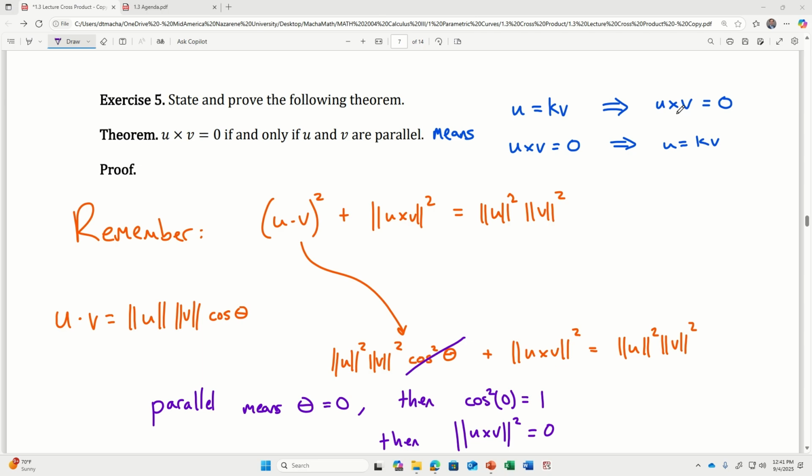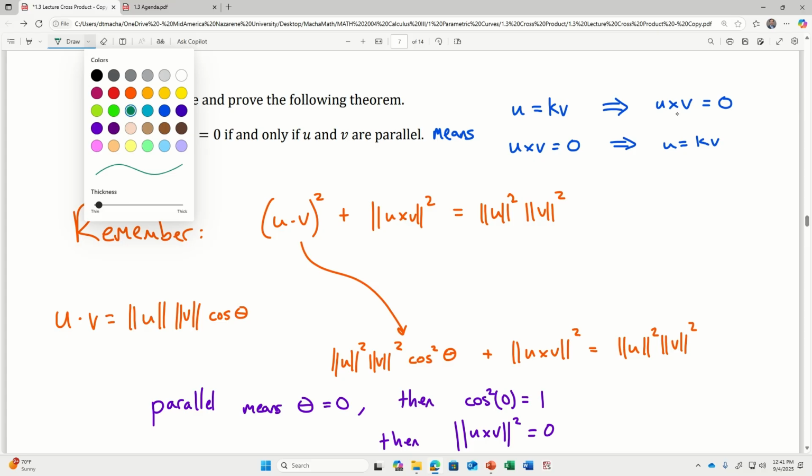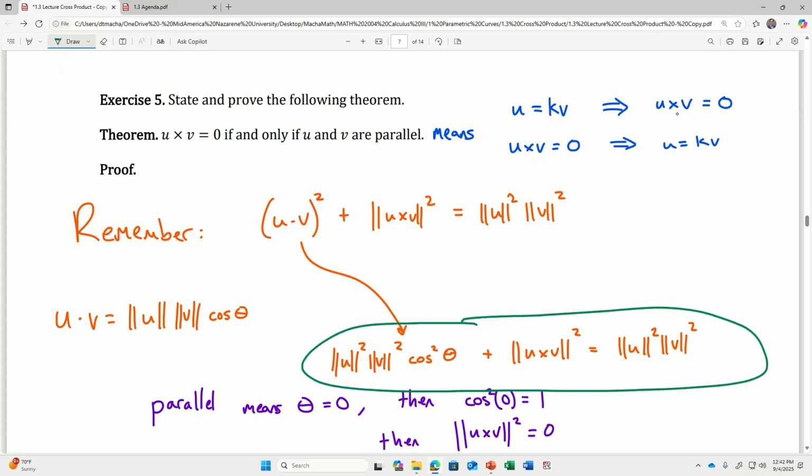And so go back again to this equation right here. I'm going to circle it for you. If this cross product is 0, then obviously its norm is 0 and this term is 0. And then my equation is going to be norm of u squared times norm of v squared times cosine squared of theta is equal to norm of u squared times norm of v squared. And that means cosine squared of theta has to be 1. And if cosine squared of theta has to be 1, that means theta has to be 0. Theta 0 means the vectors are parallel. Okay? Does everybody follow that? Cool.